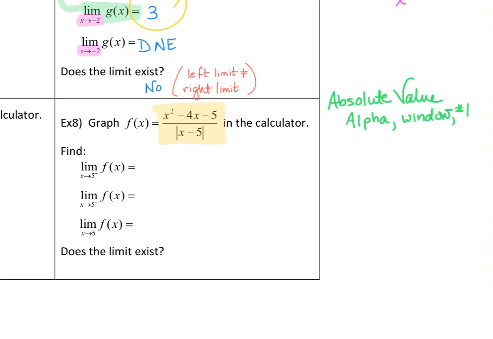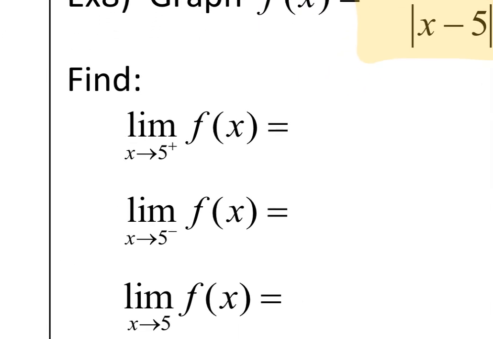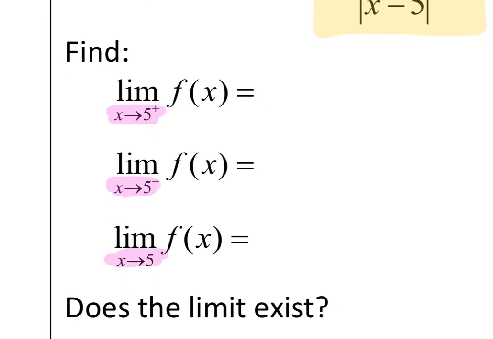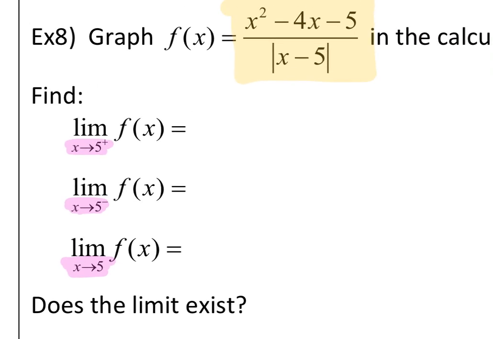And so for this function, we're going to be looking for the limits as x goes to 5 from the right and from the left, and then in general. And just make note that x minus 5 means that at x equals 5, there's either going to be a hole or an asymptote. And so we need to be careful of the values that we're looking at. So let's start with making our table.